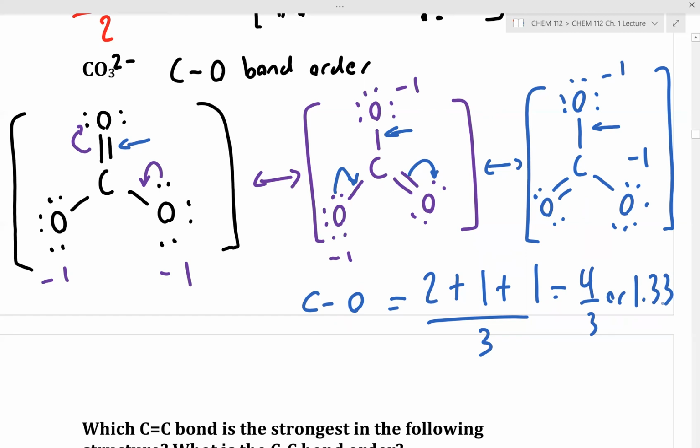So this bond is much weaker than a 1.5 bond, but it's still stronger than a single bond. Does that make sense to everyone? So we have a method of quantifying bond order, looking at resonance contributors.